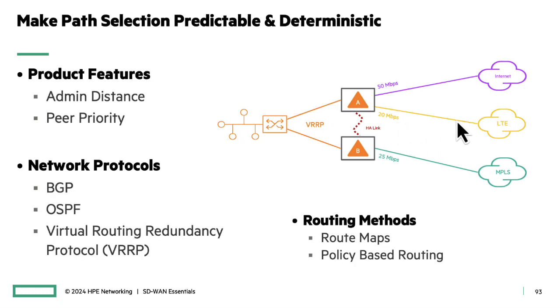Whenever possible, always try to make path selection predictable and deterministic. Remember, the goal here is to create rules with business intent overlays that are predictable and foresee the type of traffic that we're trying to manage both internally and externally. There are various methods which you will see used in upcoming classes. Things like admin distance and peer priority, as well as network protocols, and routing methods with route maps and policy-based routing. Let's go ahead and look at some review questions now and see how well you absorbed this module's information.